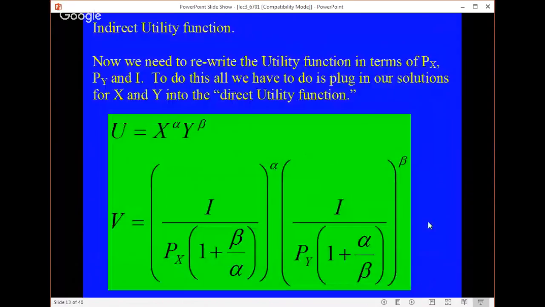Okay. Now, what I want to do is go from this indirect utility function to our expenditure function. In other words, now how do I spend my income? Where do I spend it? And how do the prices affect that? So what that means is I have to do a bunch of ugly algebra to solve for income.